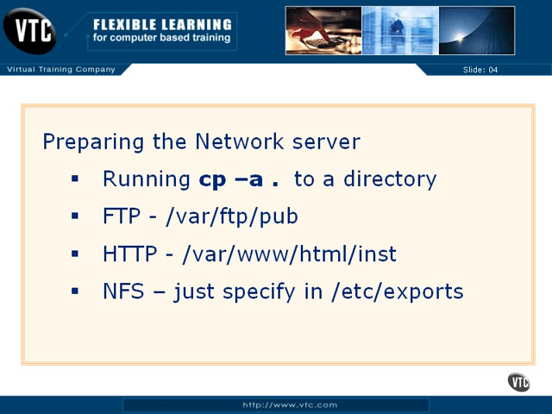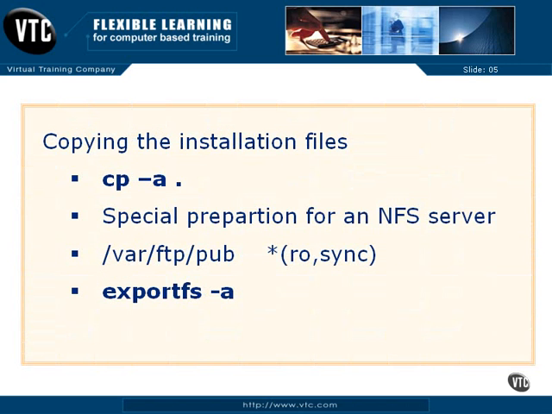If you're creating an NFS server, and that's one reason why I specify that in more detail, all you need to do is specify that directory in the /etc/exports configuration file. What you need to add to that /etc/exports file is a directive that includes the directory, such as /var/ftp/pub. The asterisk shares with all connected systems, in read-only mode, with synchronous reads. And you can activate the share with the exportfs -a command.